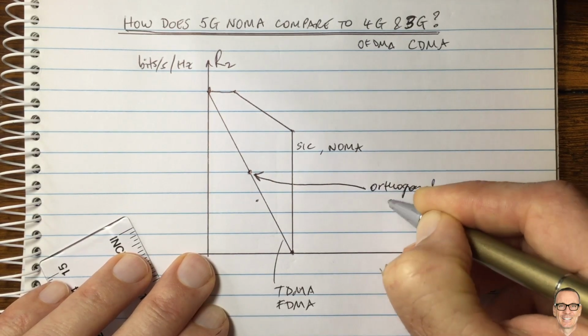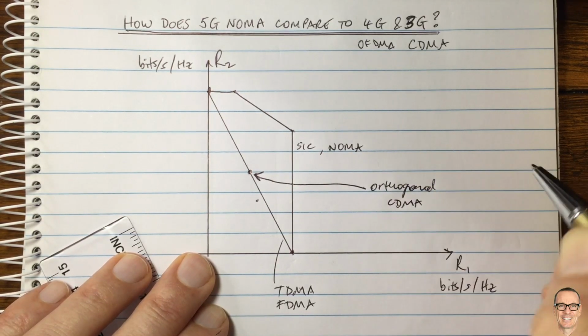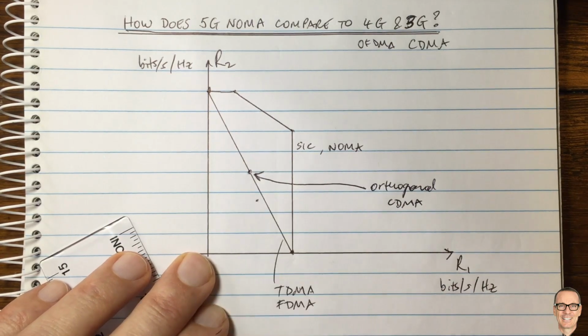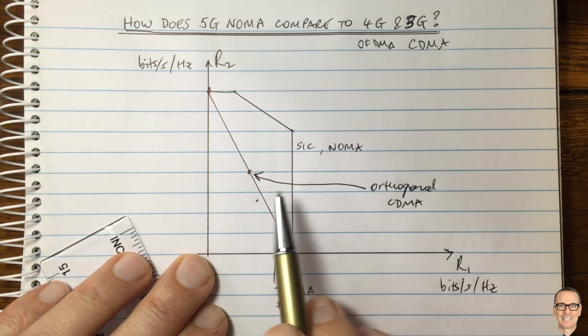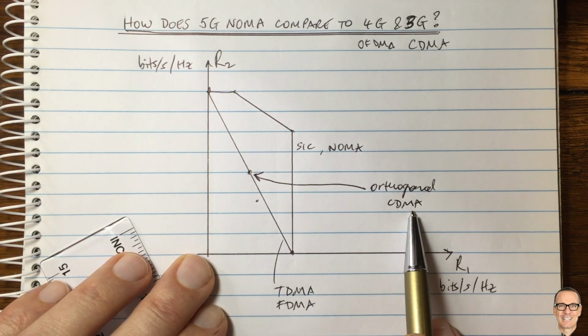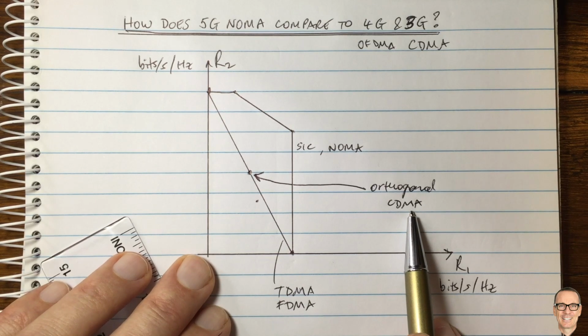Okay, now it's not always the case that it's possible to get orthogonal CDMA. That requires a lot of coordination of all the codes amongst all the cell towers and all the users, for example. So typically there is interference between the users.